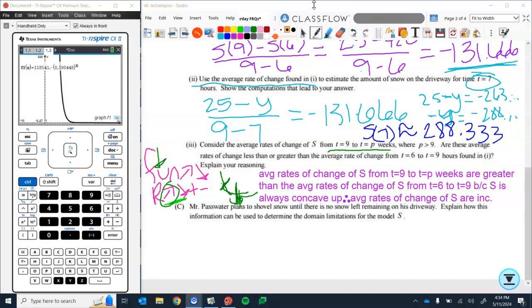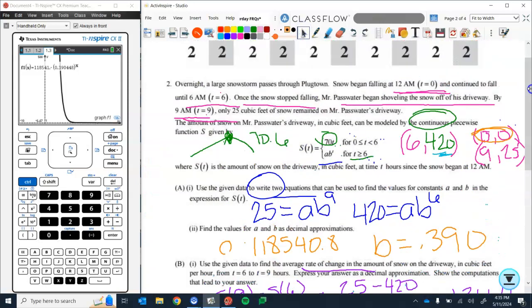They have Mr. Passwater plans to shovel snow until there is no snow left remaining on his driveway, that there is a value of t when he will stop, or S of t equals 0. S of t is a decreasing exponential function and will therefore get arbitrarily close to 0. I guess, let me go back up and read the question here. I guess it actually did say that. Began shoveling.